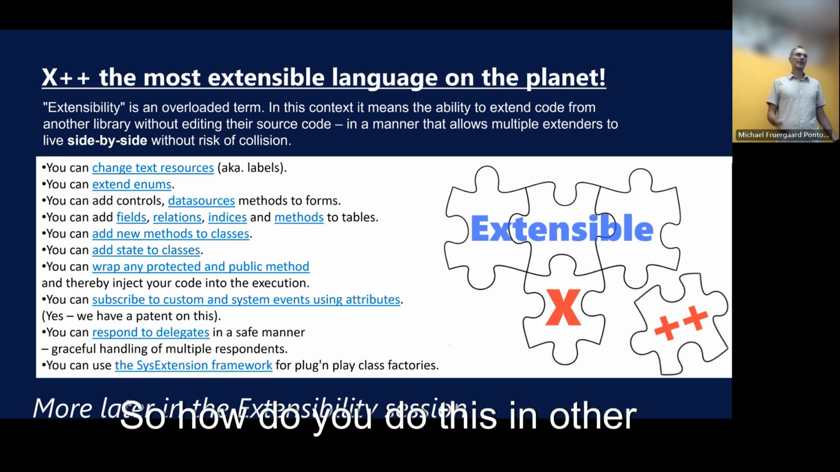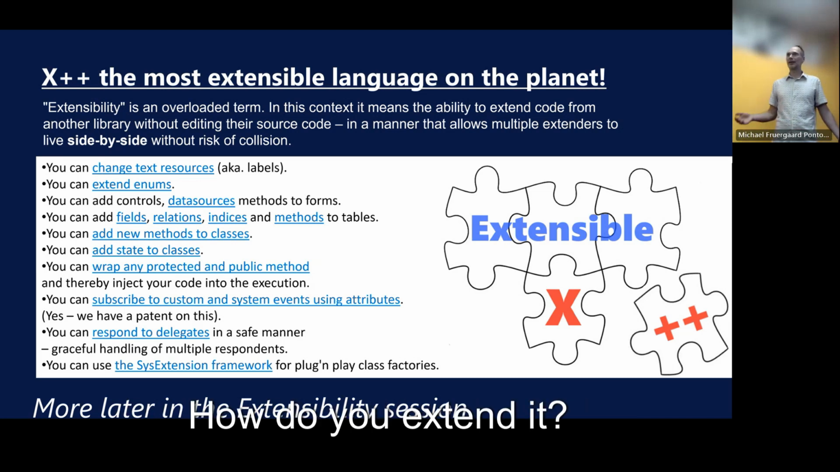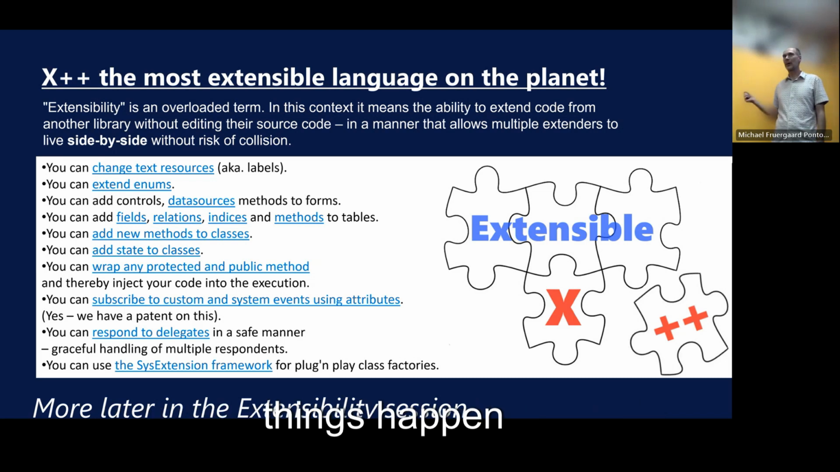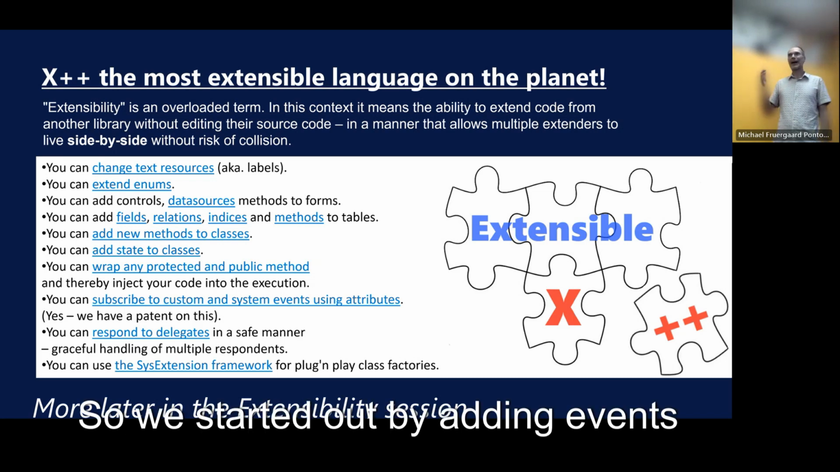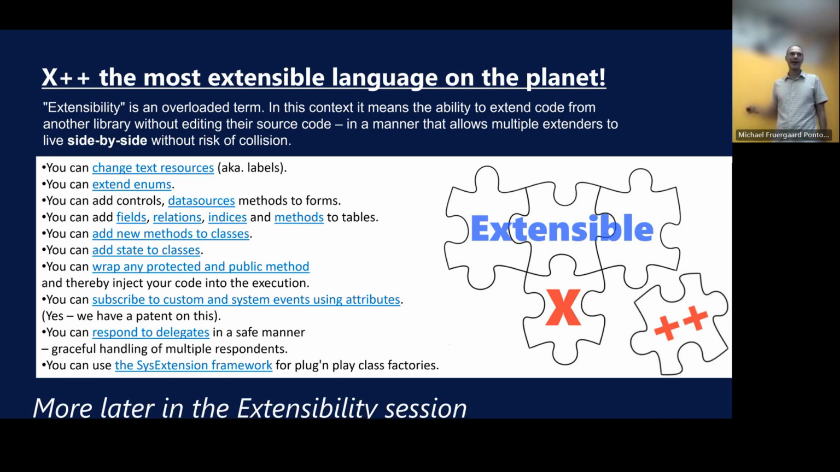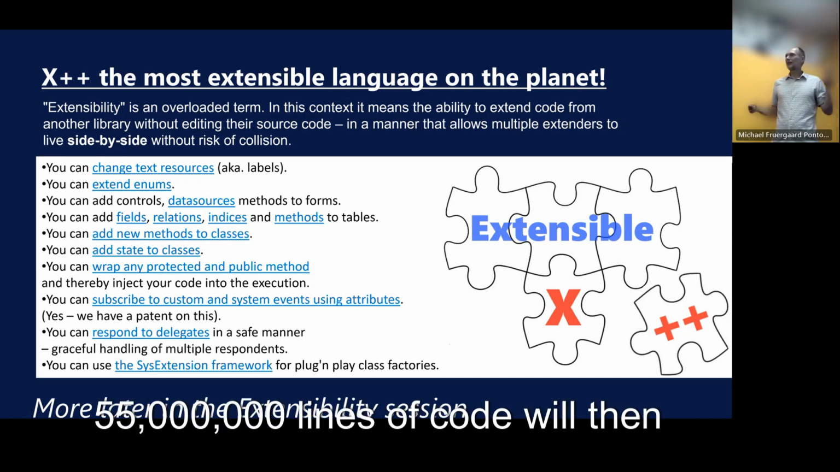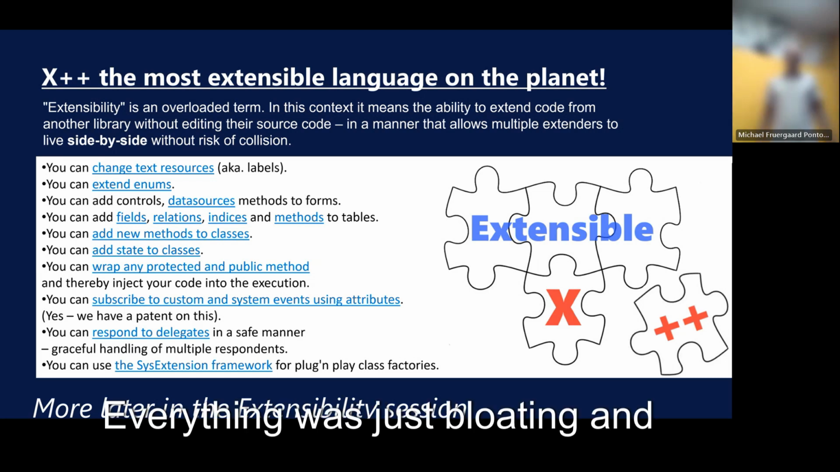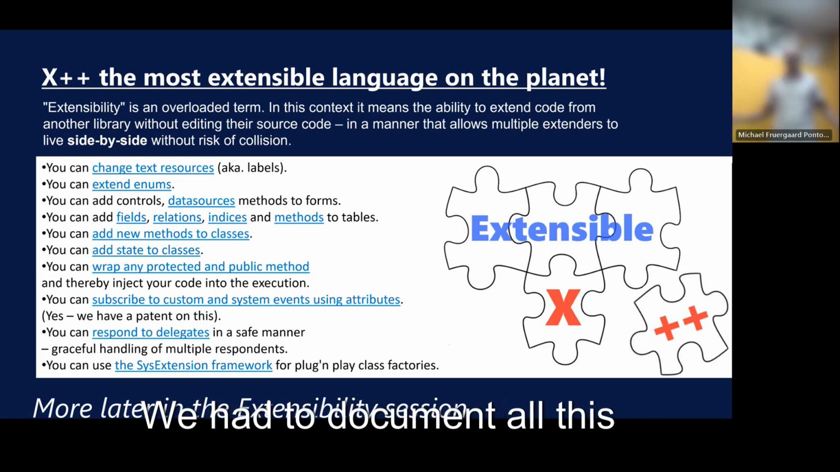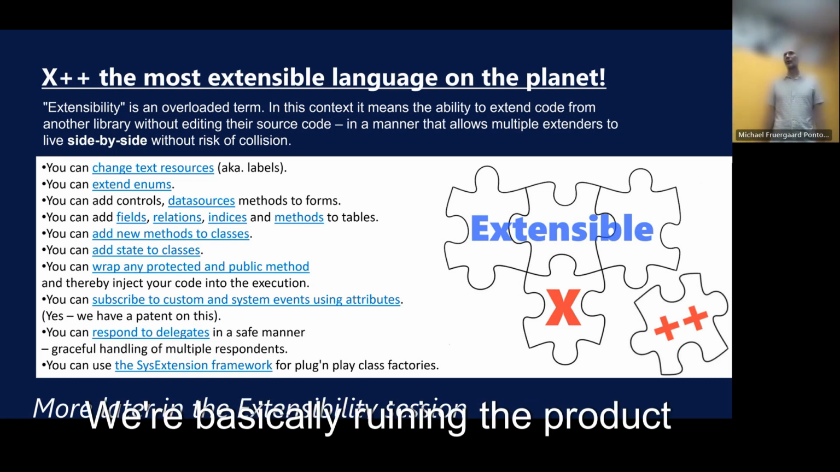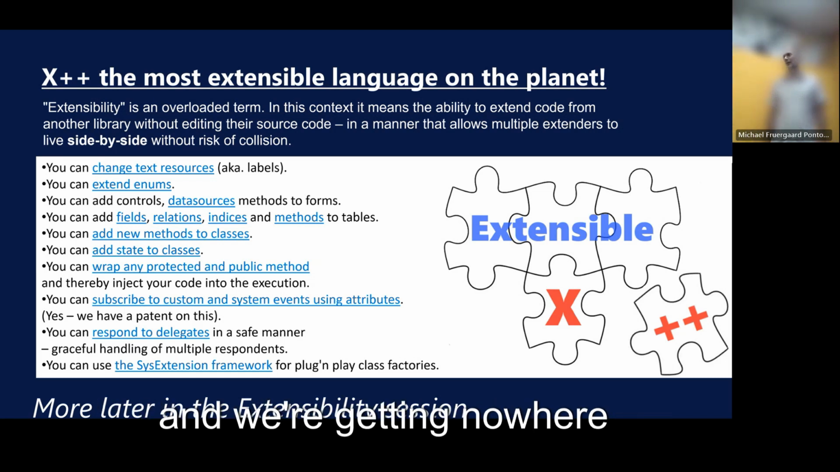So how do you do this in other languages? How do you extend it? Well, you raise events before and after you call methods or when certain things happen. So we started out by adding events, all the different places it makes sense to have events. 55 million lines of code would then become 100 million lines of code. I mean, everything was just bloating and it became unmaintainable. We had to document all of this. It was a big concern for us. We were basically ruining the product and we were getting nowhere.